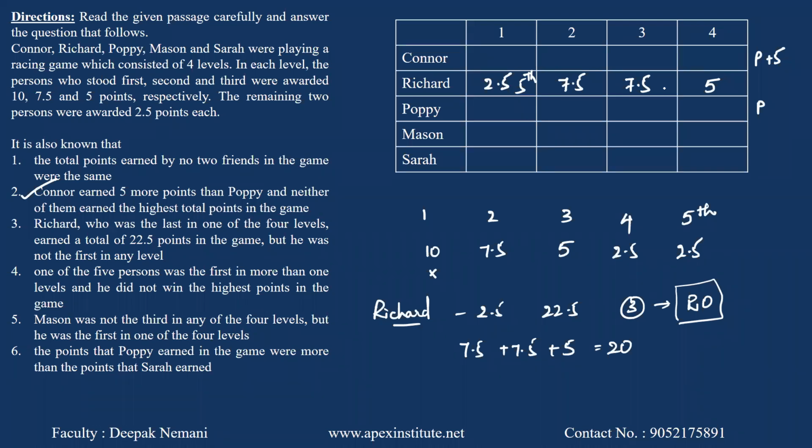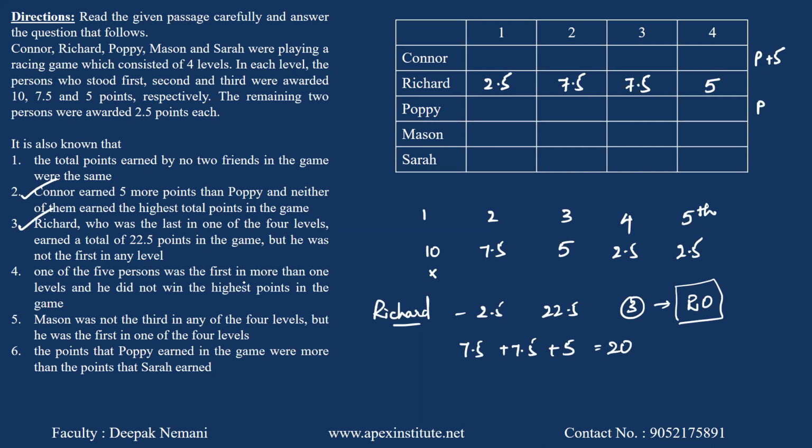We are more into finding out the scores of these 5 persons in each of the 4 levels. The order of levels doesn't make any difference. Clear? Now, we have considered this.